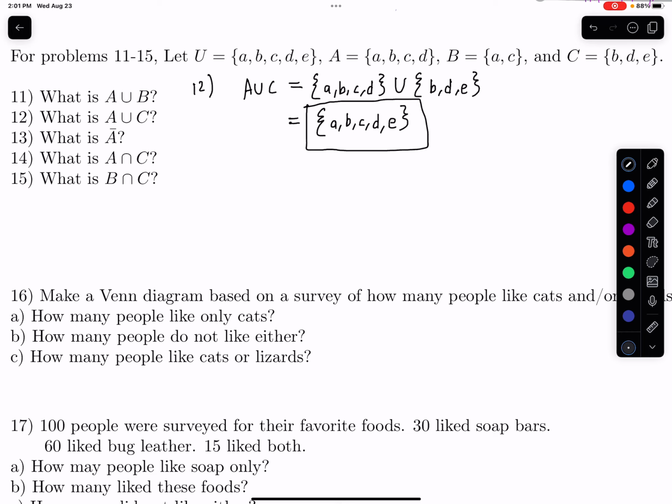I know I said to start with the bigger set, but if you want to do it in a more routine manner, you can just start by writing the left set and then tack on anything that wasn't in there from the right set. Okay, that's the union. And that's question number 12.